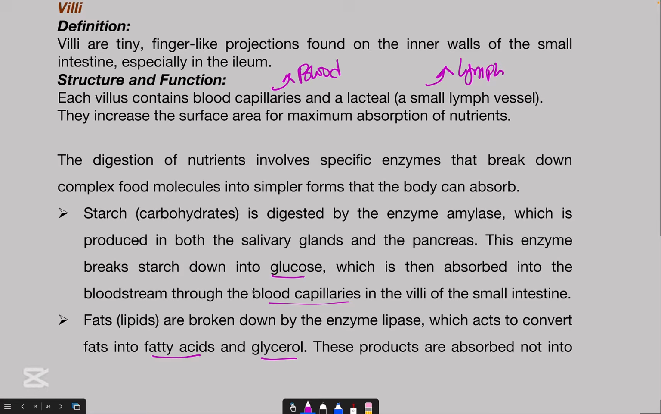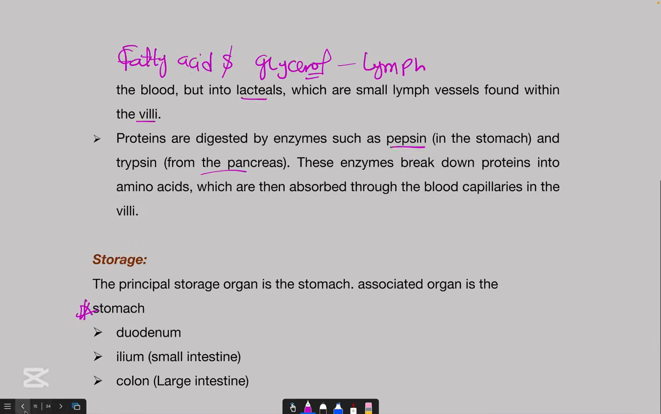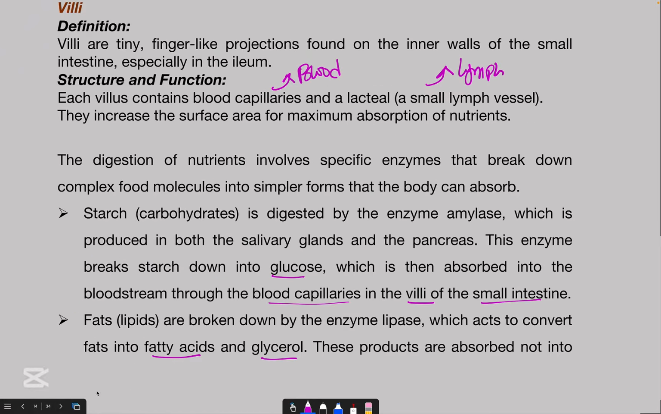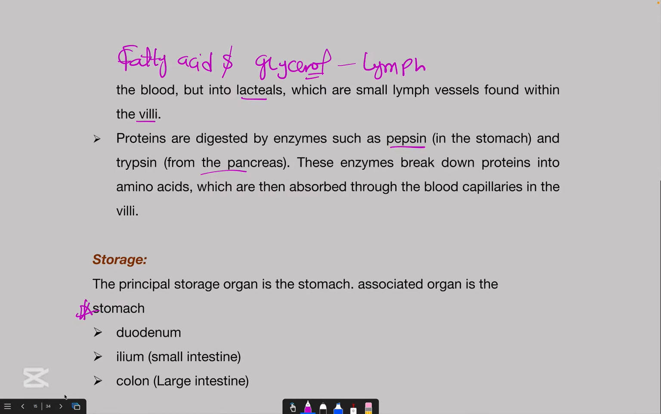Absorption takes place where? In the villi of the small intestine. Please take note. Digestion ends where? In the small intestine too. Absorption takes place where? In the villi of the small intestine. Emphasis on that. Then we said the fatty acid and glycerol don't go into the bloodstream, but rather they pass through the lacteals into the lymph.